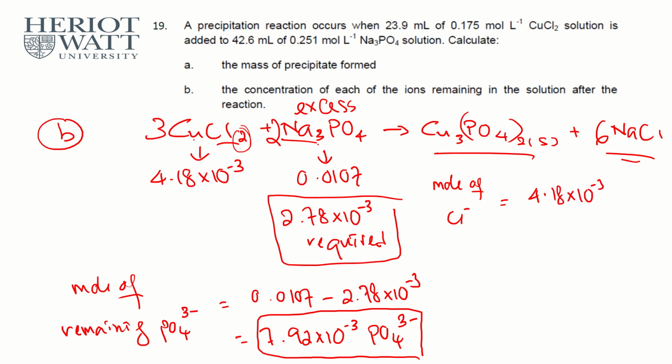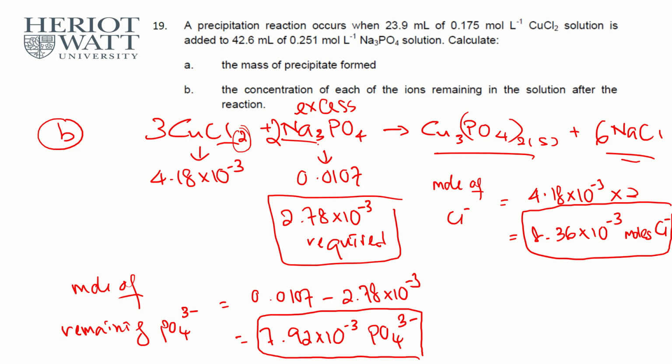This is the mole of copper chloride. Because I have 2 chlorides in it, I times 2. I get the total mole of chlorides in the solution, which is 8.36 times 10 to the power negative 3. This is the moles of chlorides. Okay, I got the mole of chlorides here. Done. What about the mole of sodium?